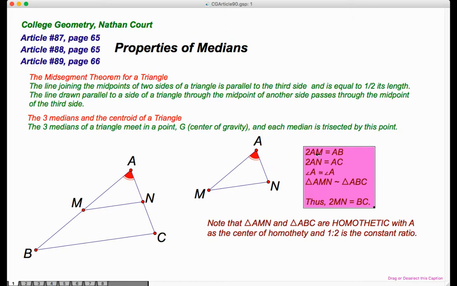And I mentioned it here. 2AM is equal to AB, 2AN is equal to AC, and angle A is congruent to itself. And therefore, triangle AMN is similar to triangle ABC. Because they are similar, side MN and side BC are related to each other, and thus 2MN is equal to BC, okay? In addition, using homothety, we know that triangle AMN is homothetic to triangle ABC, and the center of homothety is A, and the homothetic ratio is 1:2. That explains why.